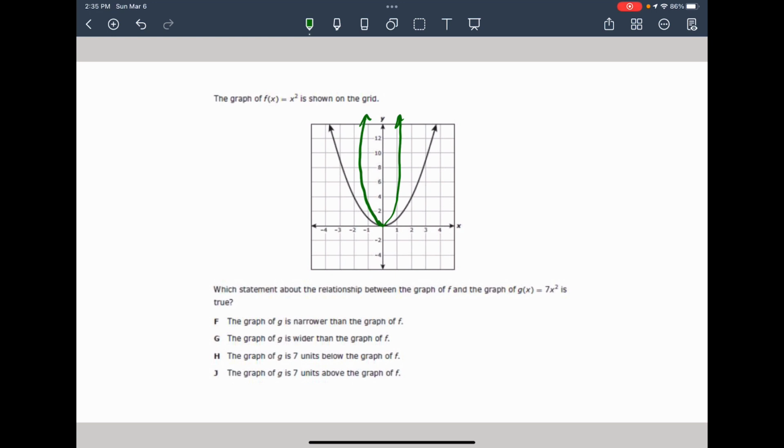So here we have the graph f of x equals x squared shown on the grid. So what statement about the relationship between the graph of f and the graph of g of x equals 7x squared is true? So g of x equals 7x squared, so we have that a times f of x situation where a is bigger than 1. So our graph that we want is going to be narrower than the original graph, and that's what I've sketched here. Because the original graph was drawn in bold right here, so the new graph is going to be vertically stretched, so it's going to be narrower. So that's how we get answer choice F.